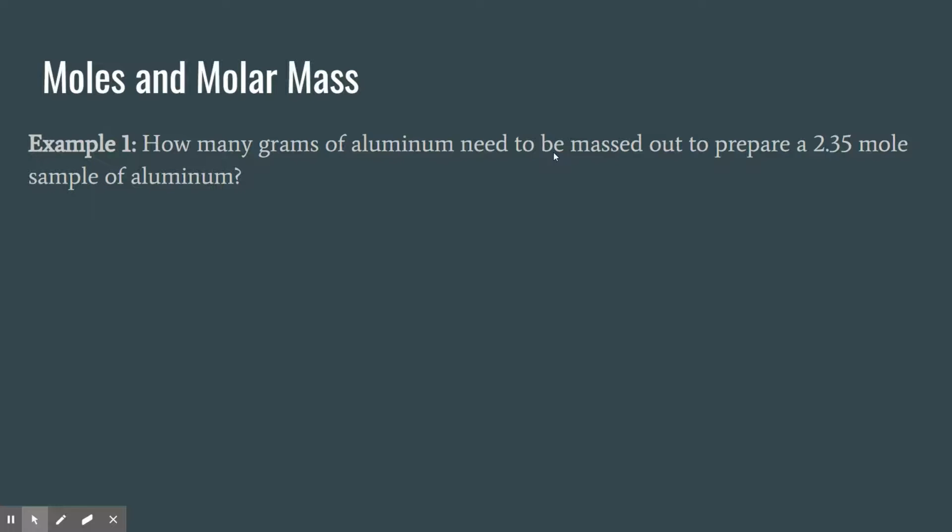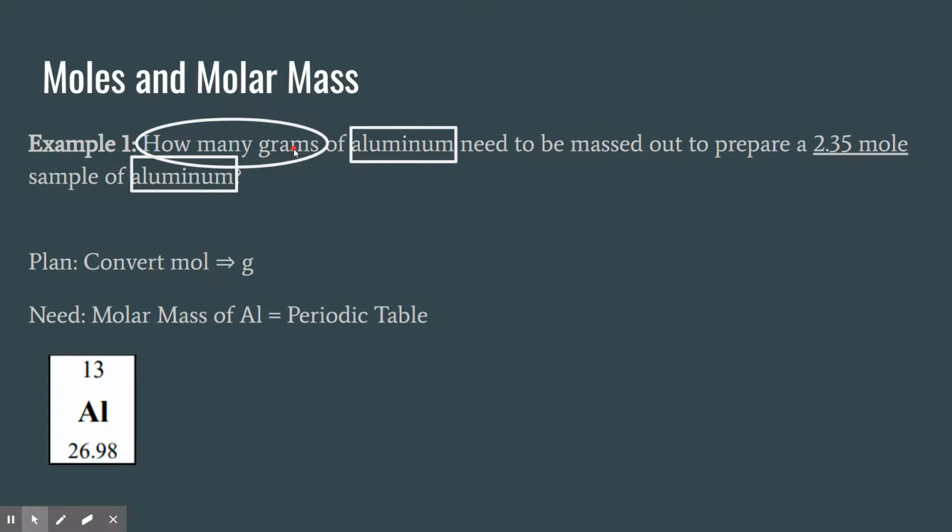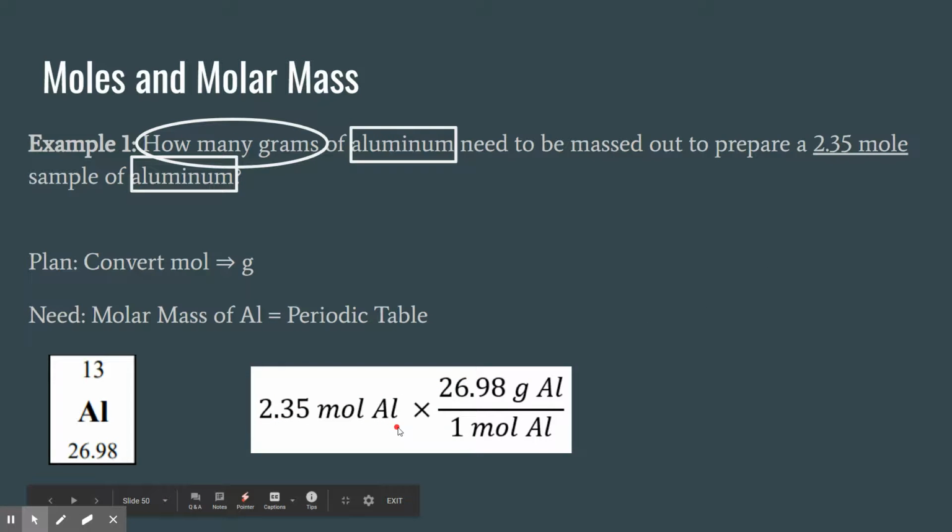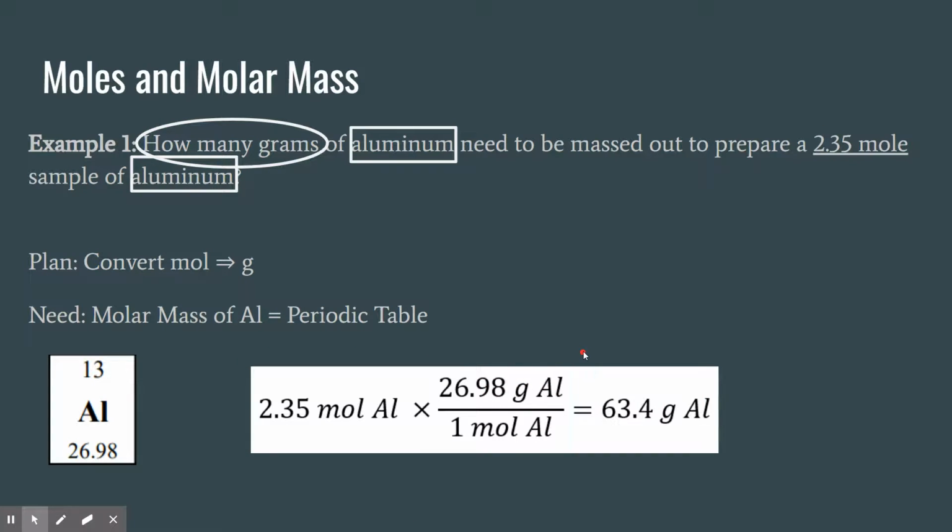How many grams of aluminum need to be massed out to prepare a 2.35 mole sample of aluminum? We're going to underline, circle, square. We're going to set a plan to go from moles to grams. And to do that, I'm going to need the molar mass of aluminum. So that's going to be 26.98 grams per mole. Dimensional analysis starts with what you know, 2.35 moles. I'm going to convert the number of moles to grams using that molar mass. And I'm going to get an answer of 63.4 grams of aluminum.